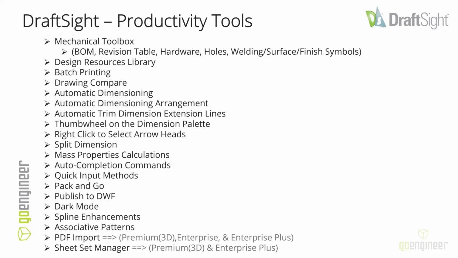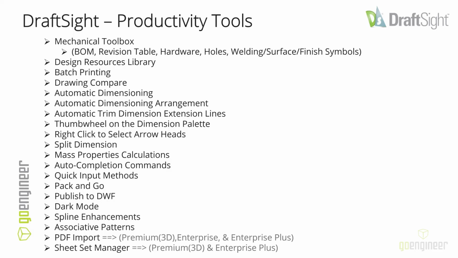Split dimensions, of course. You also can do, like I was talking about earlier, auto completion commands. There's a dark mode now that was added in 2022. 2023 is out currently, but it is in there as well. You also can do associative patterns, and a couple at the bottom there. PDF import is in the Premium standalone, and also Enterprise Plus, which are the network versions. And Sheet Manager comes with the Premium versions, which is the Premium standalone and Enterprise Plus.